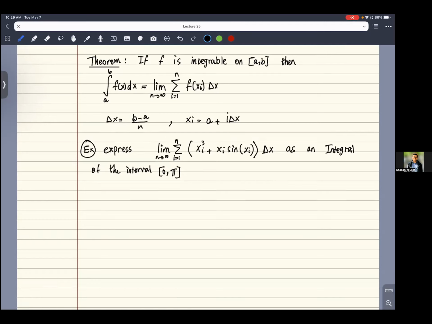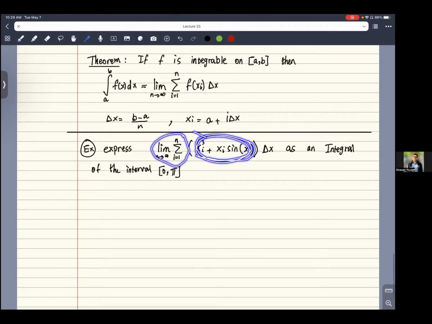How can I express these things as an integral? If you look at the theorem above, it said if f is integrable in the interval from a to b, then the integral of f of x dx is the same as the limit sum. I have the limit sum, and this is my f of xi. So I'm going to put these things as f of x, and delta x is the same as dx. And the interval ab given in the question is here from 0 to pi.